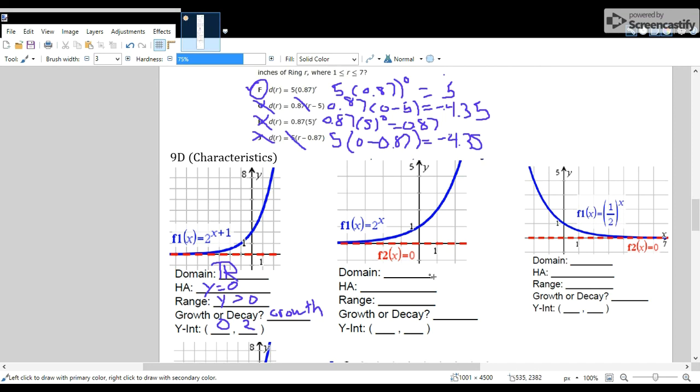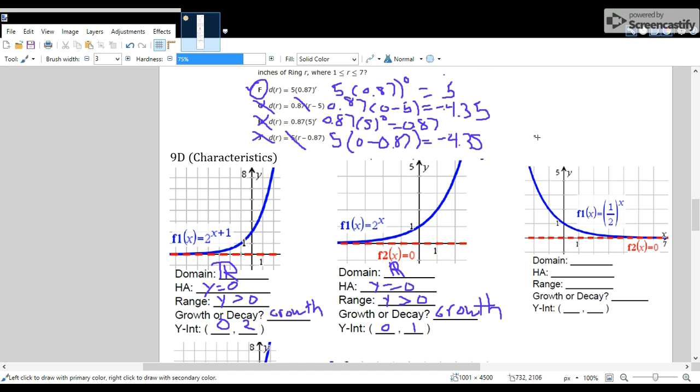On the next one, domain, still all real numbers. It doesn't give you any kind of boundaries, so it's going to be all real numbers here. Horizontal asymptote, it's y equals 0. Your range, you carry down the y, you carry down the 0. The graph is above the horizontal asymptote, so you put a greater than symbol. It is a growth. And the y-intercept is the only thing that changes here, 0, 1.